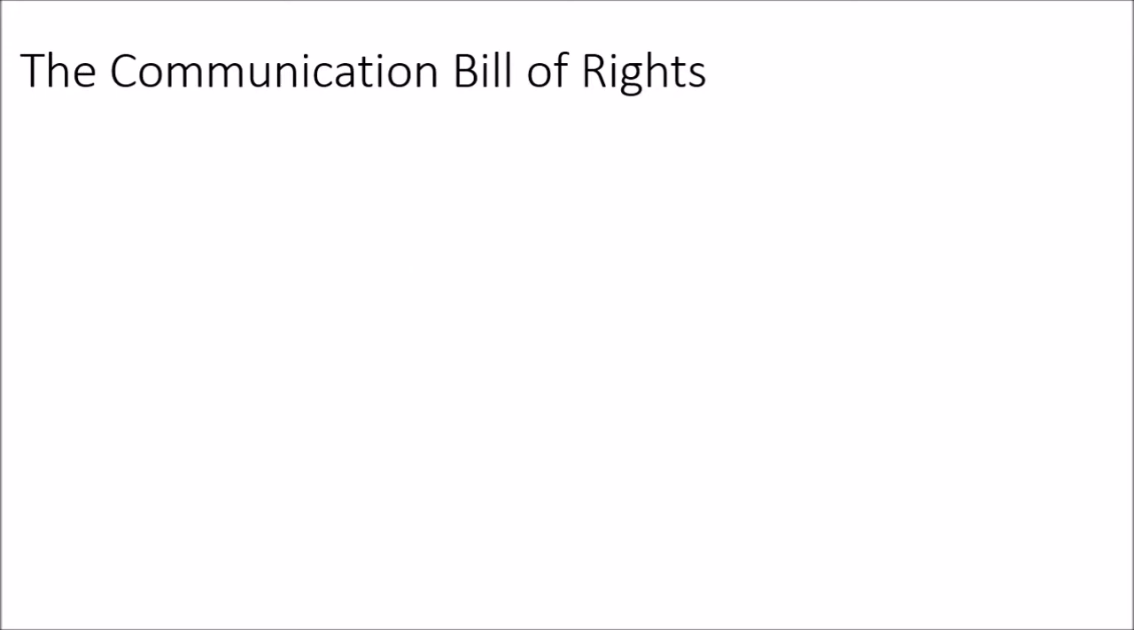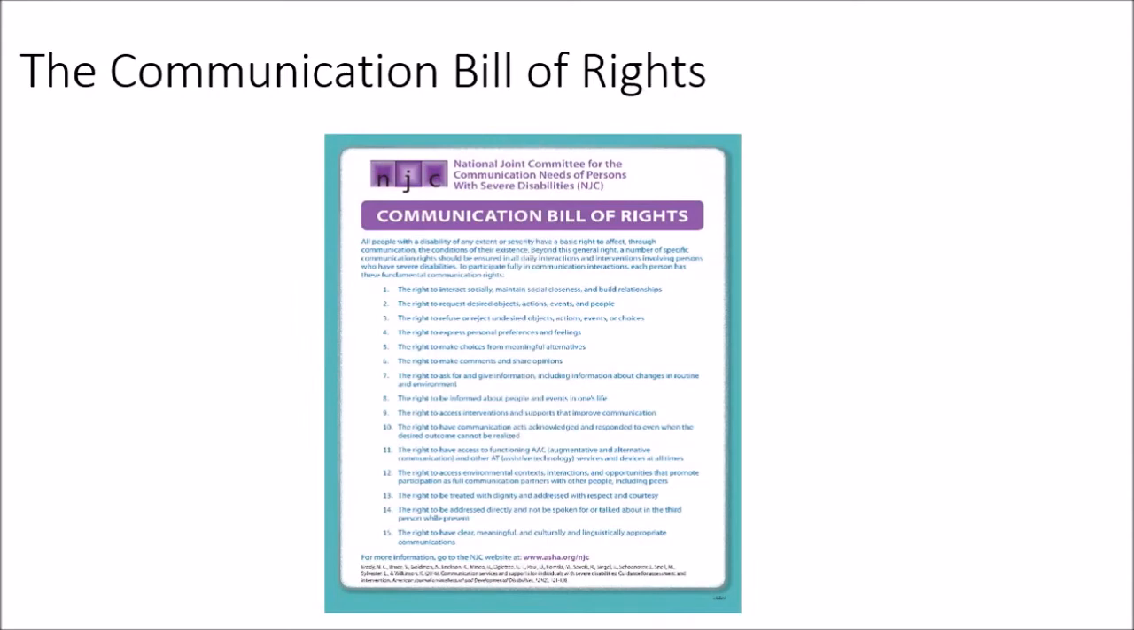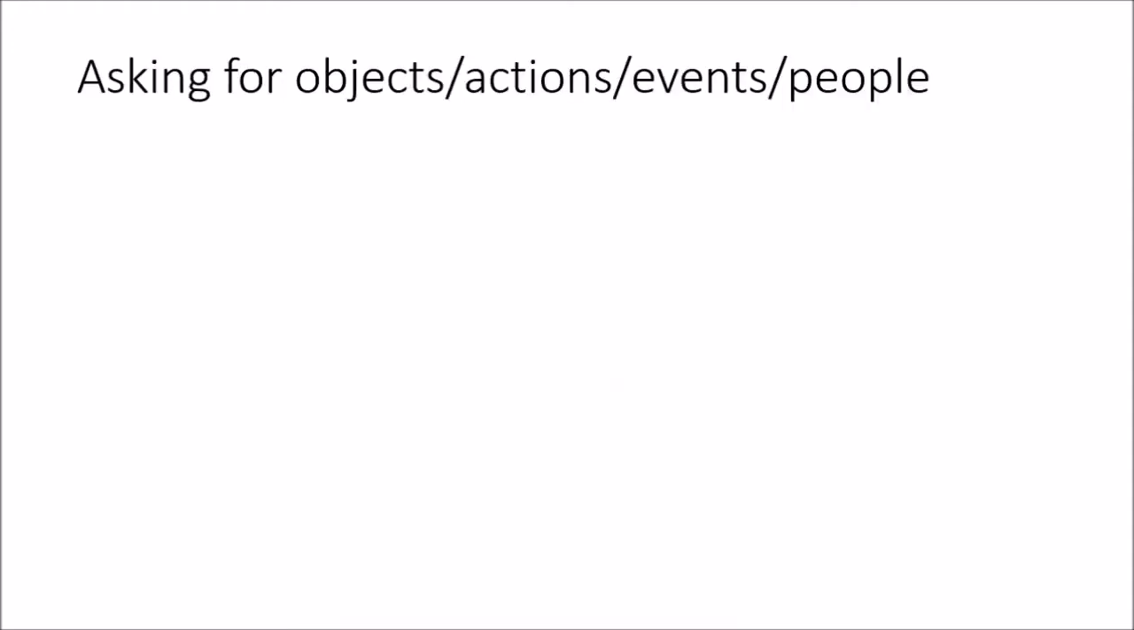While doing so, I will refer to this important document, the Communication Bill of Rights, which aims to ensure that all people with a disability have a basic right to affect through communication the conditions of their existence. The second point of the Communication Bill of Rights is that everyone has the right to request desired objects, actions, events, and people. And as we spoke about in the first video, a robust aided AAC system will have vocabulary for all of these things.